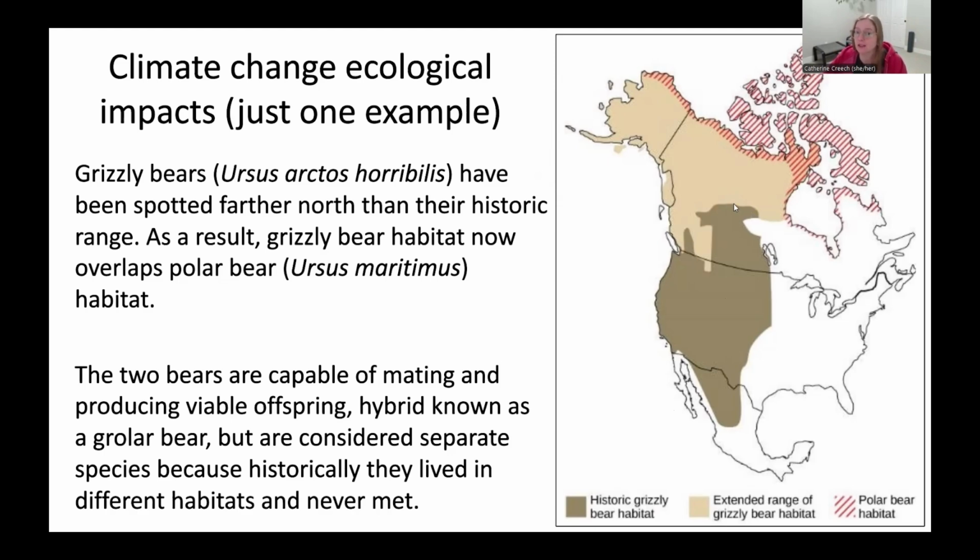And what does that mean? That means that the two bears who didn't used to meet, now they're meeting, they're mingling, they're actually able to reproduce and have viable offspring. And so we're calling these new hybrids growler bears, which I think is hysterical.